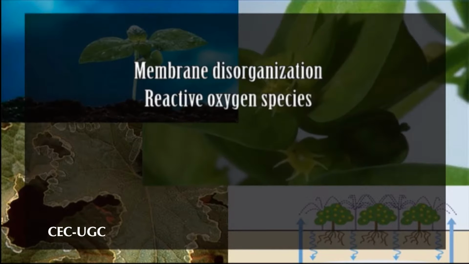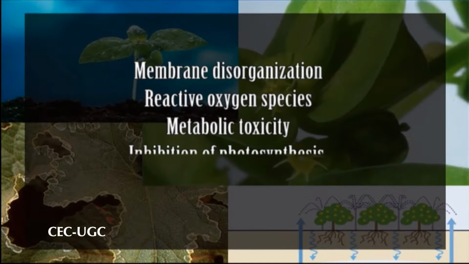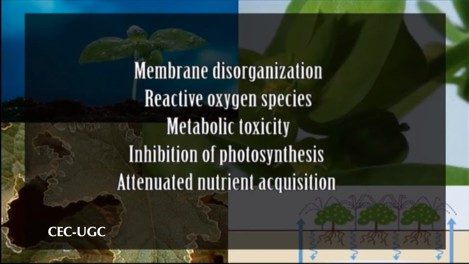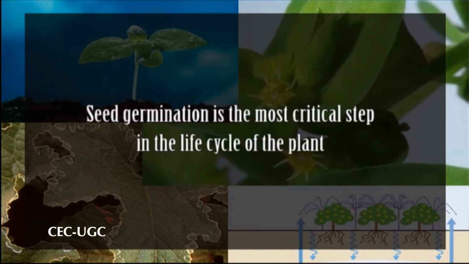Membrane disorganization, reactive oxygen species, metabolic toxicity, inhibition of photosynthesis, and attenuated nutrient acquisition are the starting factors that initiate more catastrophic events. Seed germination is the most critical step in the life cycle of the plant, but it is hampered by high salinity stress.